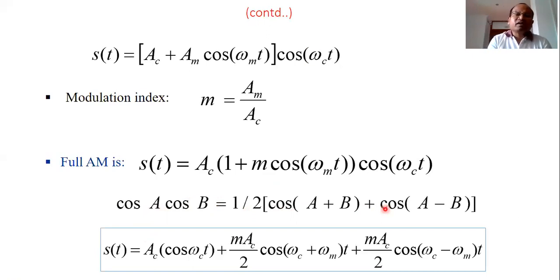When we apply this mathematical formula, we get the expression of the amplitude modulated signal as AC cosine omega ct plus MAC by 2 cosine (omega C plus omega m)t plus MAC by 2 cosine (omega C minus omega m)t. Can you understand how important and interesting this expression has become?